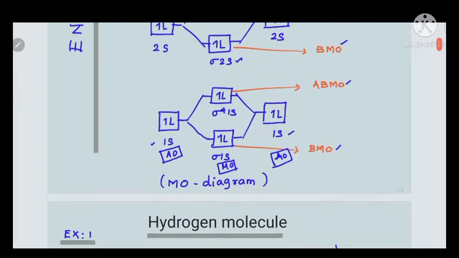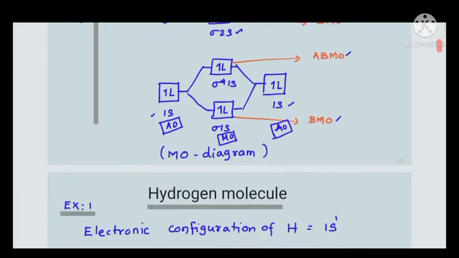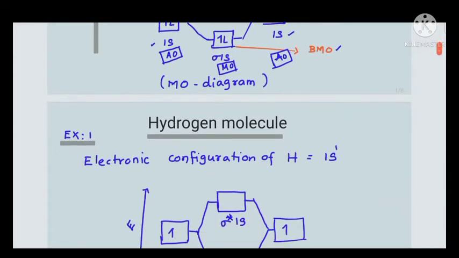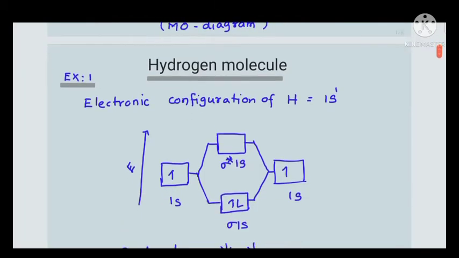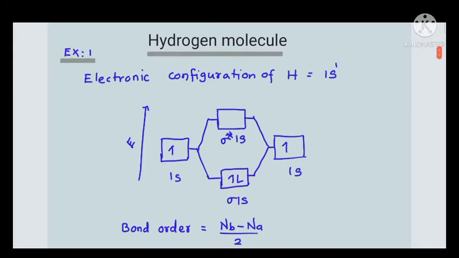Before we find the bond order, we should have the basic idea of what a molecular orbital is, what a bonding molecular orbital is, what an anti-bonding one is, what the formula for bond order is, etc. Now, the simplest example: let us see how to find the bond order of the hydrogen molecule.